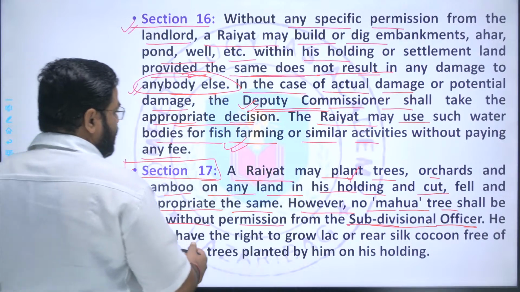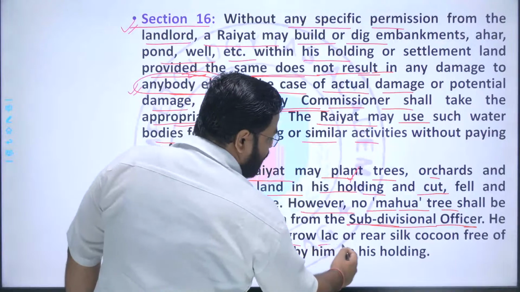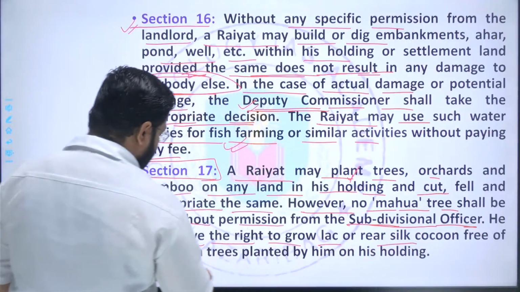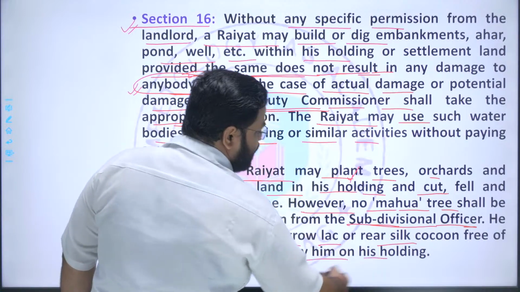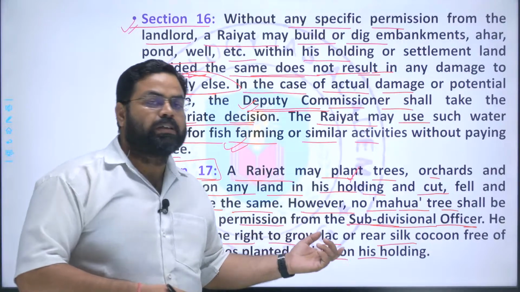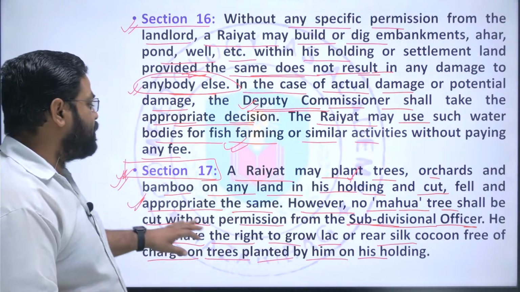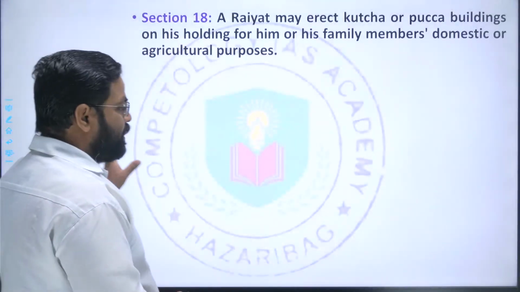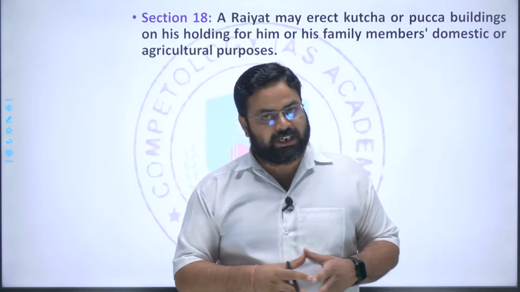Now there is the next point, that he shall have the right to grow lac and rear silk cocoon free of charges on the trees planted by him on his holding. So he can do the cultivation or the harvesting of lac as well as silk cocoon on his holding. So he can use his holding for such purposes, right?